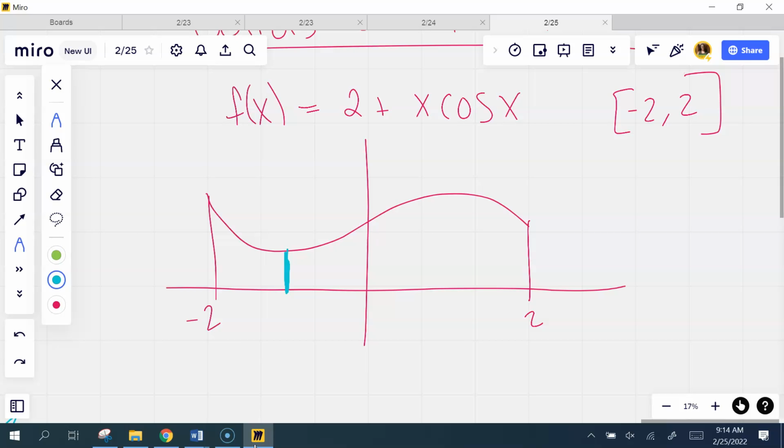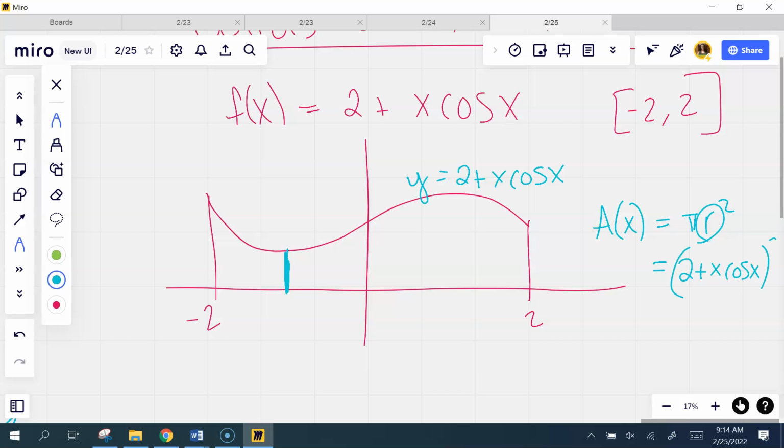Okay. So my question is, what's the volume of this vase shape that we've got that's bounded by this curve? Right? So all I need, because I know I need the area, the area of the circle, which is pi r squared, I need r. Well, what is r going to be? It's the y, right? 2 plus x cosine x, squared.